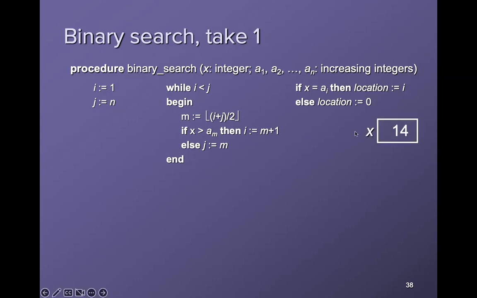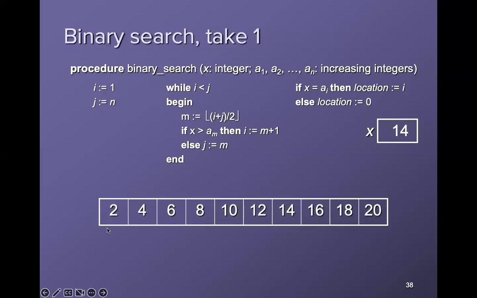Suppose that we are looking for the number 14, and we have a set of increasing integers 2, 4, until 20. You can see that these numbers are in increasing order. So we set the first element as a sub 1, the second element 4 as a sub 2, the third element 6 as a sub 3, and so forth.